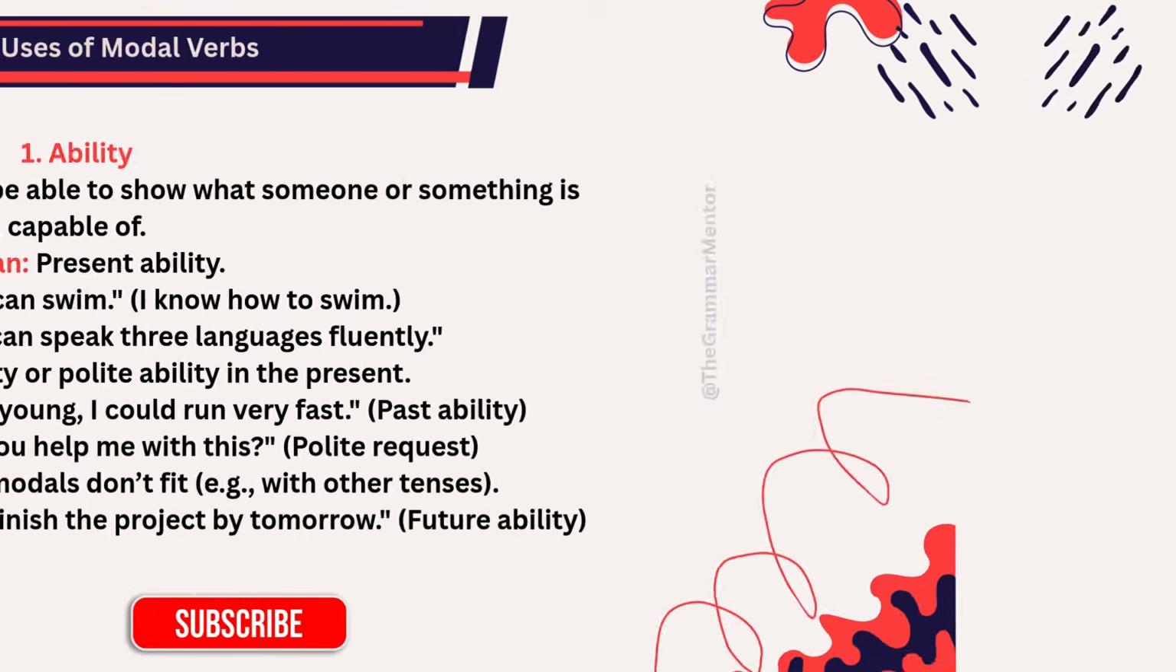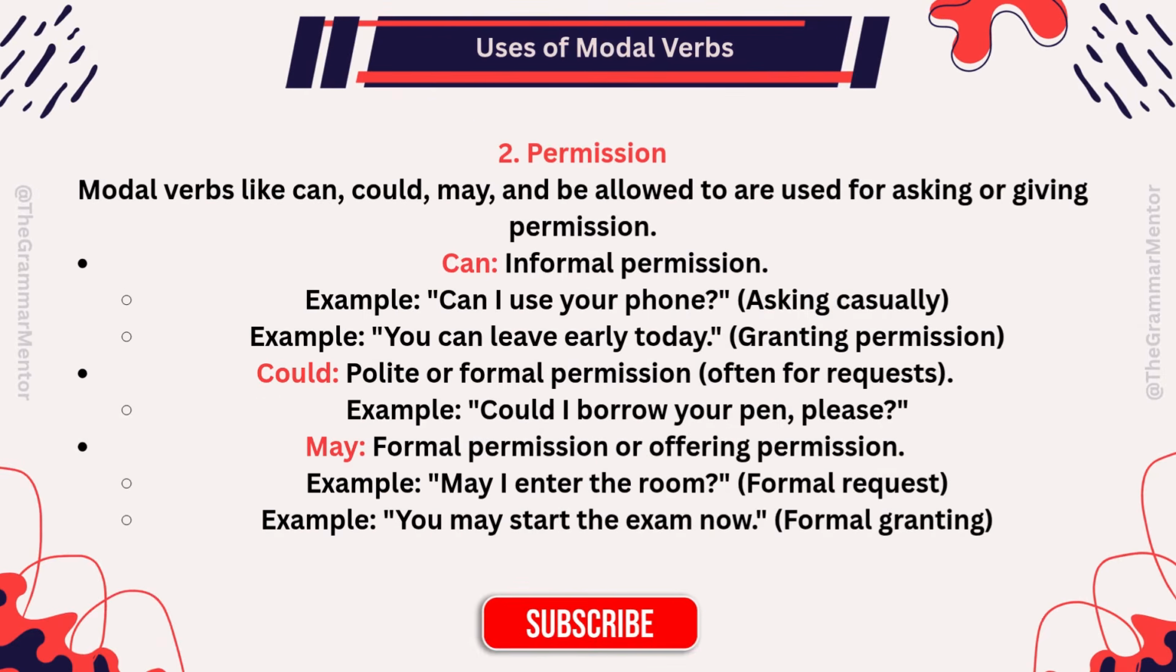Future ability. 2. Permission. Modal verbs like can, could, may, and be allowed to are used for asking or giving permission. Can: informal permission. Example, can I use your phone? Asking casually. Example, you can leave early today. Granting permission. Could: polite or formal permission, often for requests.